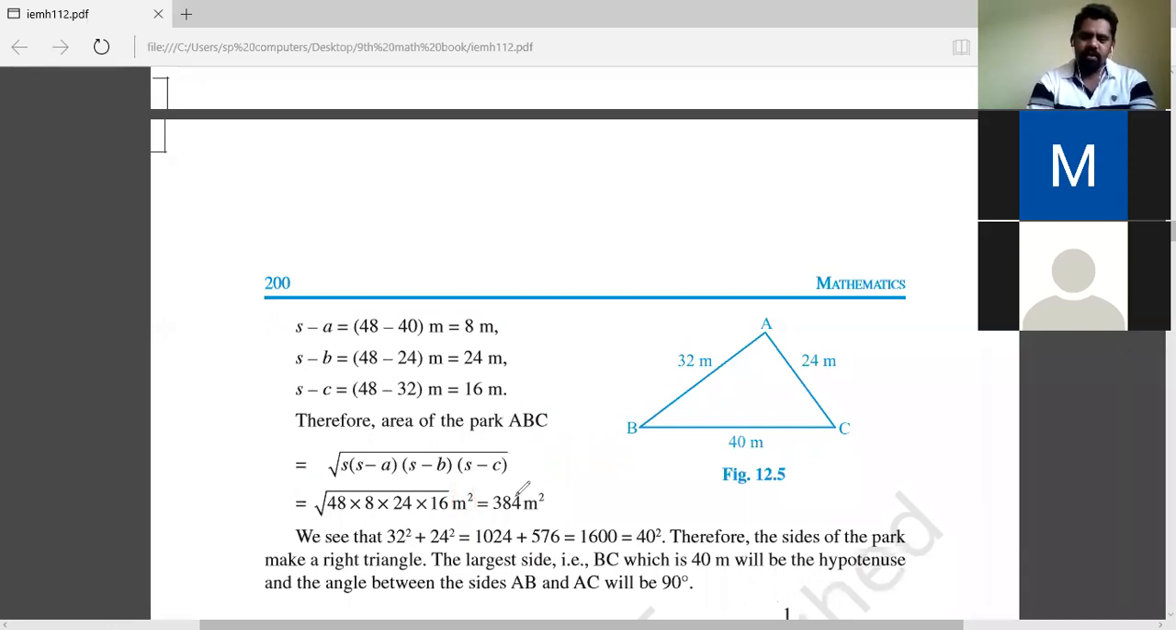So next, what is 48 into 8 into 24 into 16? We will get its value as something, but the square root is 384. That number will be. So we will check it here itself.